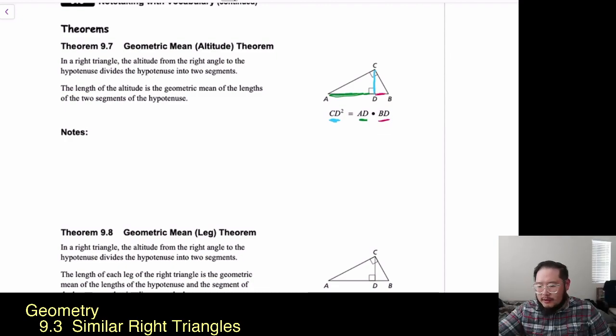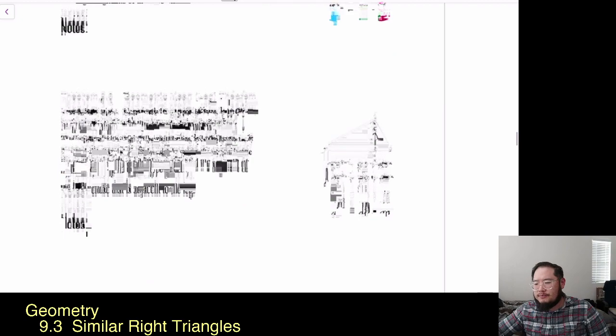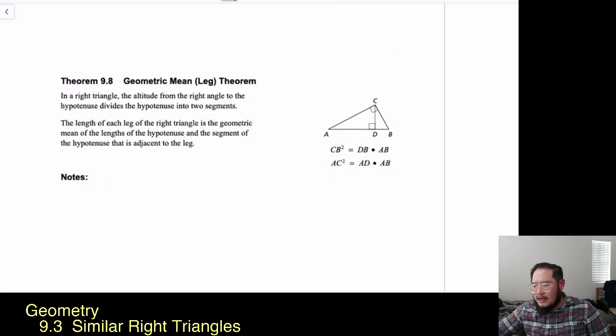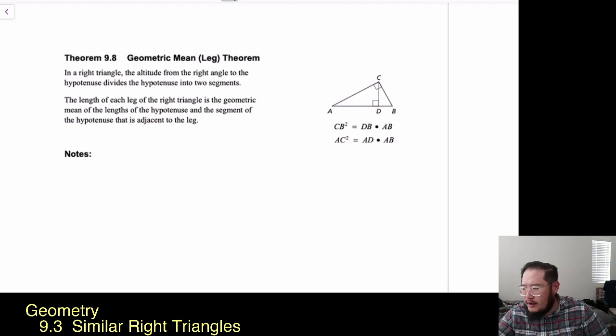Next up, Theorem 9.8, the geometric mean leg theorem. This says in a right triangle, the altitude from the right angle to the hypotenuse divides the hypotenuse into two segments. So right here, if I highlight segment CB and you square it, that's going to be equal to DB right here times AB, which happens to be the whole entire thing.